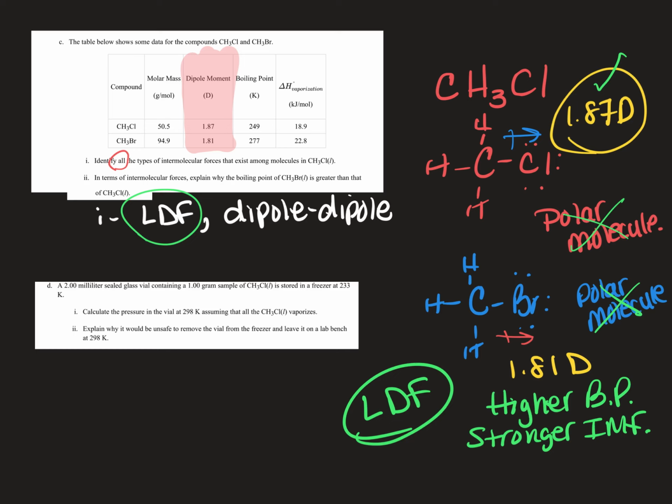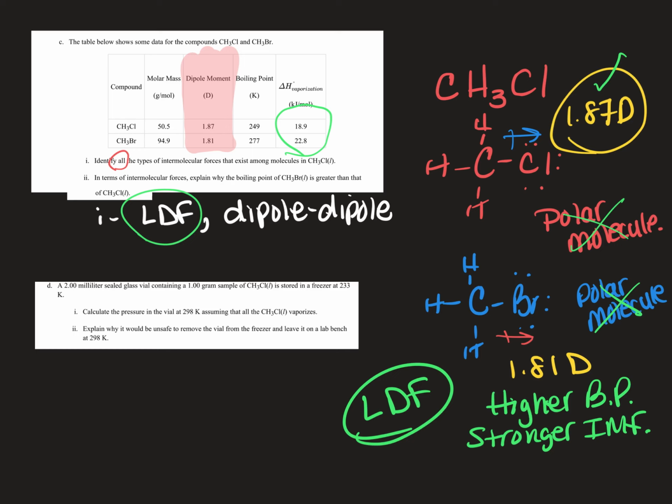So that's going to make it have a stronger intermolecular force, which means it's going to require more heat energy in order to break the intermolecular force between the molecules. And again, that makes sense because the heat of vaporization is shown to be greater for the methyl bromide than it is for the methyl chloride. Okay? And then we have one more question.